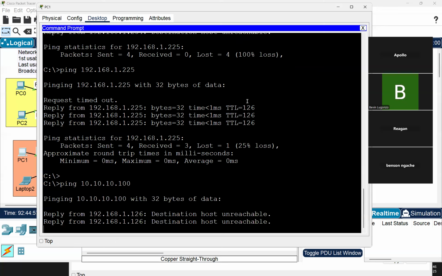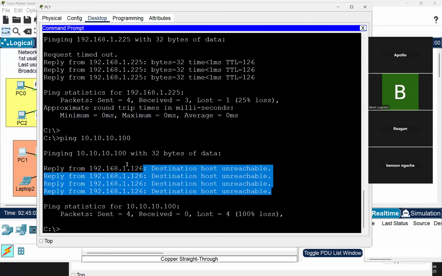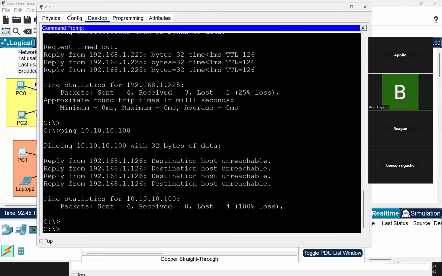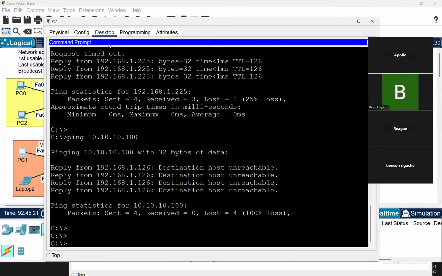For example, you see this one is destination host is unreachable, right? And this one comes from the router. The router has responded to that. But if I ping this, look at this one. You see this network, I want to ping 192.168.1.129, .130, I want to ping .131. Look at this. I'm on PC1.